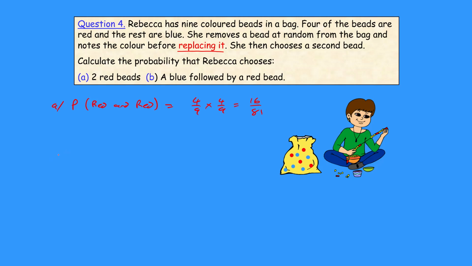And if we look at B, it says a blue bead first, followed by a red bead. So we've got a probability of a blue and a red. That's going to be equal to, probability of a blue is 5 out of 9. Multiply the probability of a red, which is 4 out of 9. Which gives us 20 out of 81.